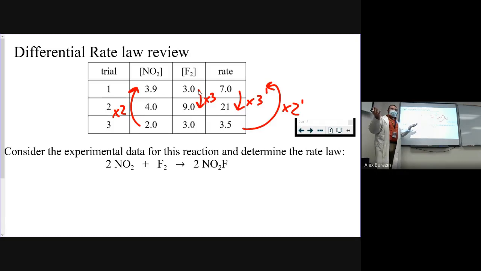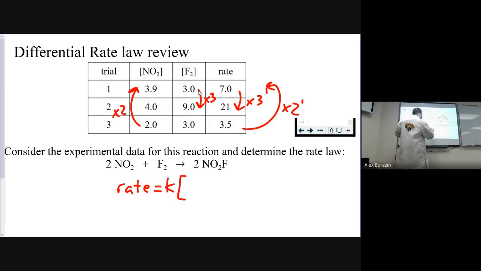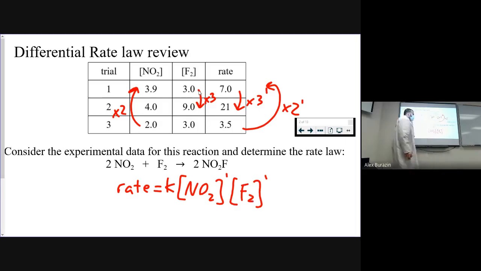Disputes? Questions? Sleepily nodding your head? That was a little too emphatic, but okay. Deal, I guess. Rate equals k multiplied by NO2 to the first, F2 to the first. Do I need the ones? No, I don't, but whatever. Okay. That's old news. I hope that's easy.